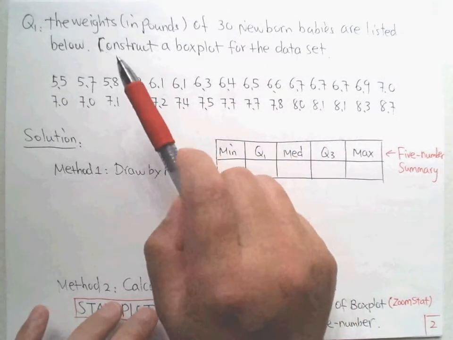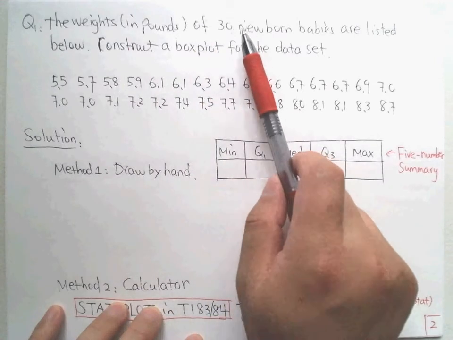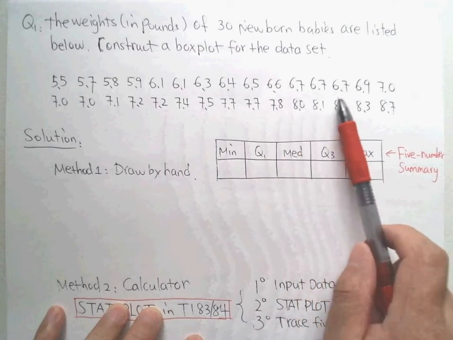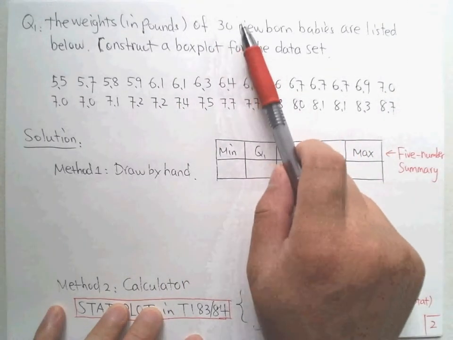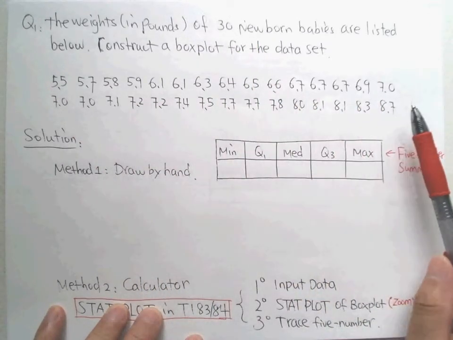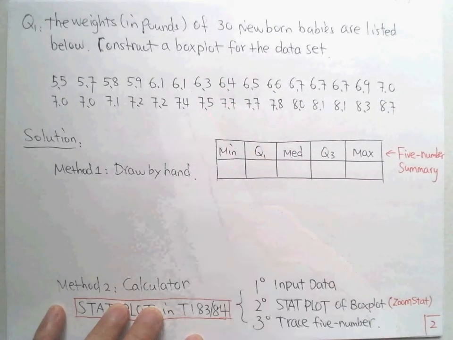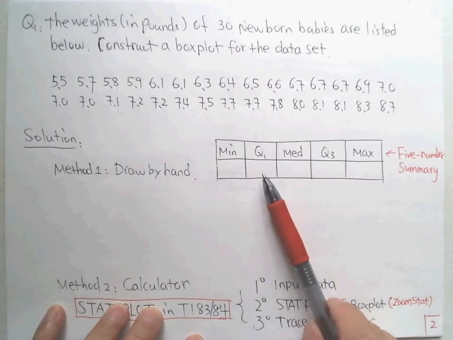Suppose the weights in pounds of 30 newborn babies are listed. 5.5 and so on. 15 on the top, 15 on the bottom, total 30. Look at the data, it goes up in increasing order. Now I ask you to construct the box plot for this data. A box plot can show us and visualize the 5 number summary, right? So first, the box plot is based on the 5 number summary.